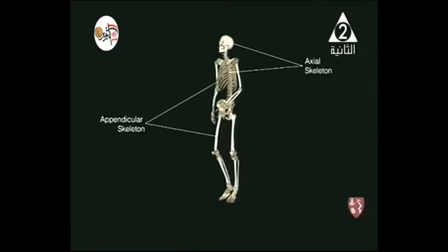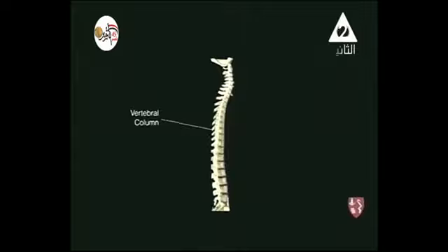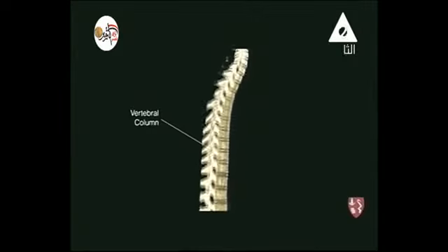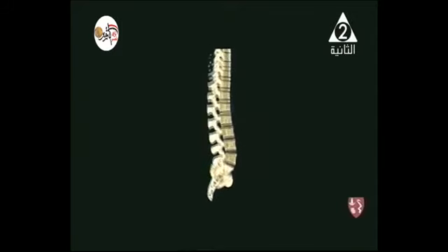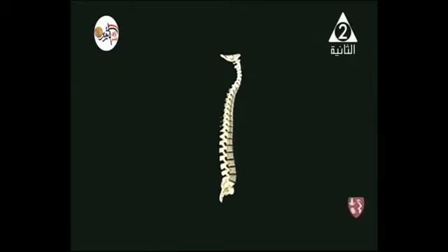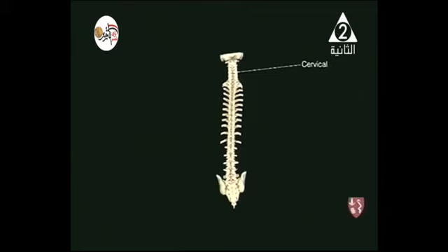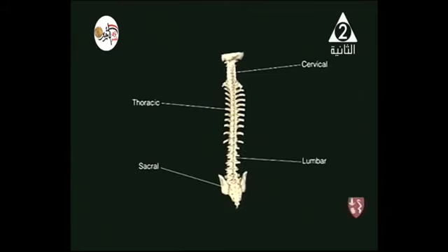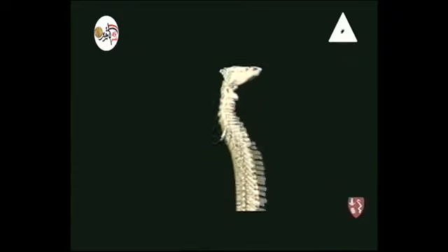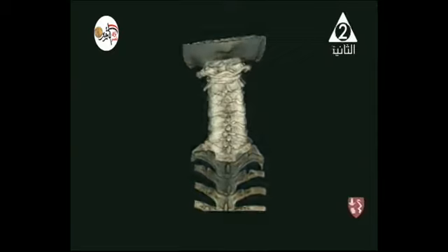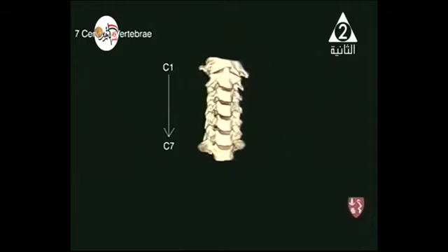Our skeleton has 2 main parts, appendicular and axial. The axial consists of the skull, vertebral column, and thoracic cage. The vertebral column, as you observe right now, contains a vertebral canal, or neural canal. The upper vertebrae are called cervical, and their number is 7. The next type is thoracic, and they are 12. The third, lumbar, they are 5. And the last, they are 4 fused coccygeal vertebrae.